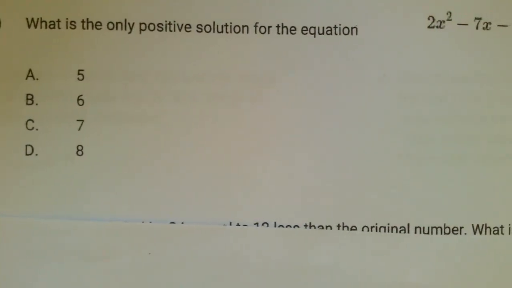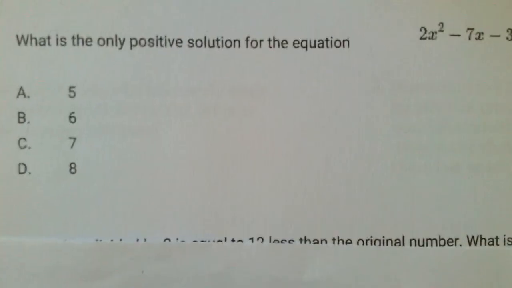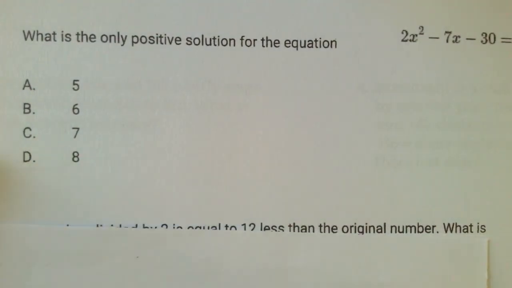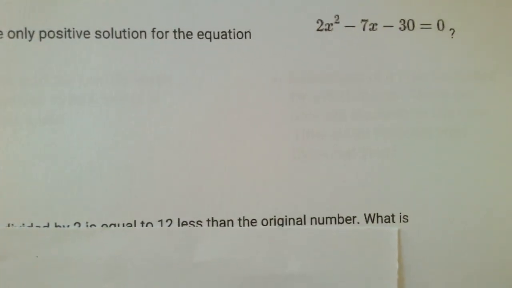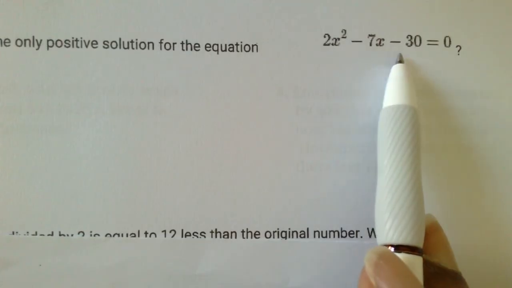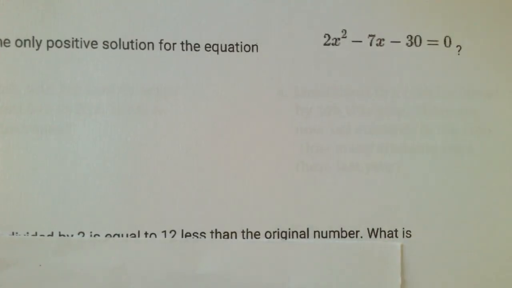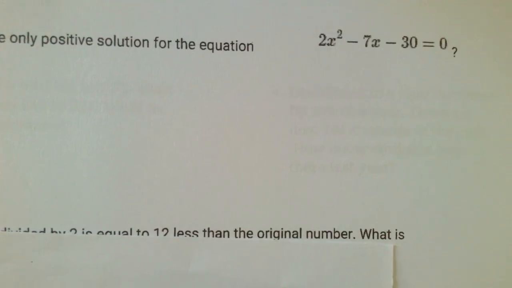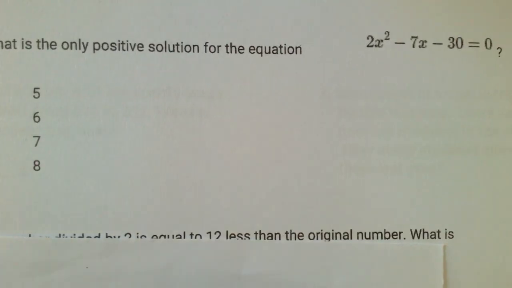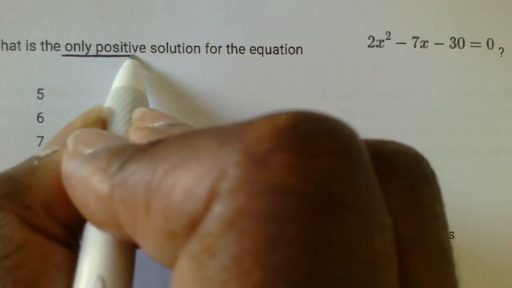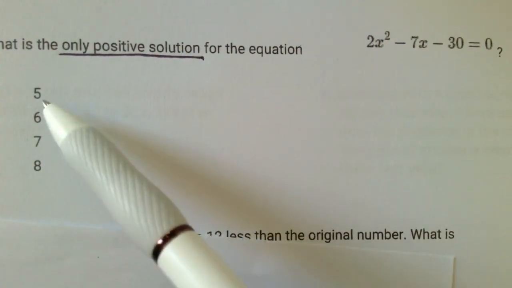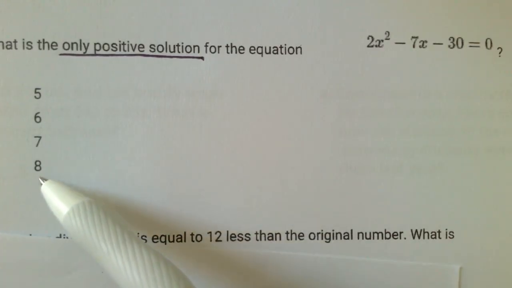So now we want to know, what is the positive solution for the equation? So the equation is 2x squared minus 7x minus 30 equals 0. Okay? We want to know the only positive solution. So we either have 5, 6, 7, or 8.